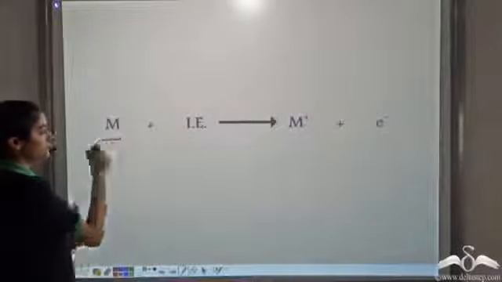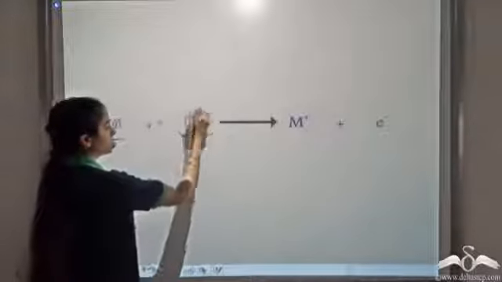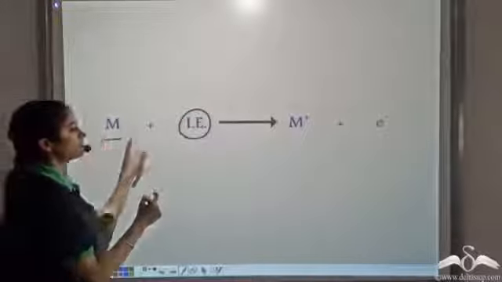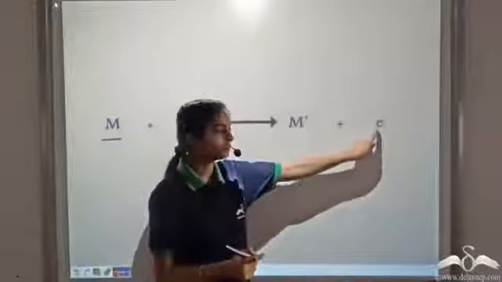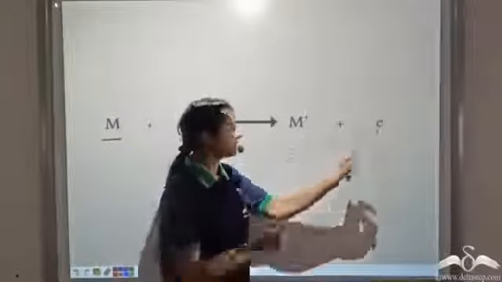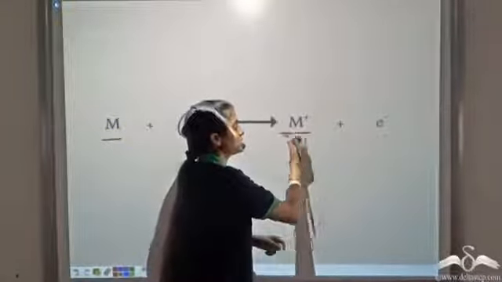So there's an atom, you provide it with ionization energy, and this helps to remove an electron from the atom. When this electron is removed, we are left with a positively charged ion.